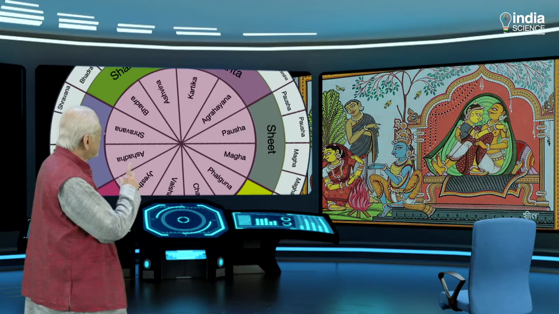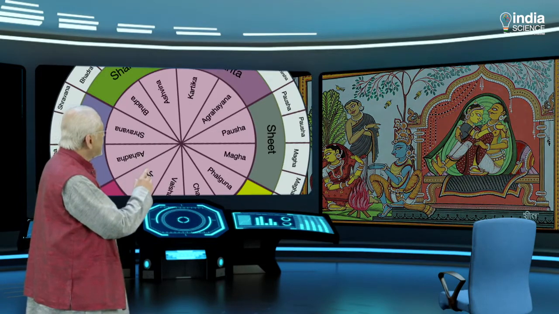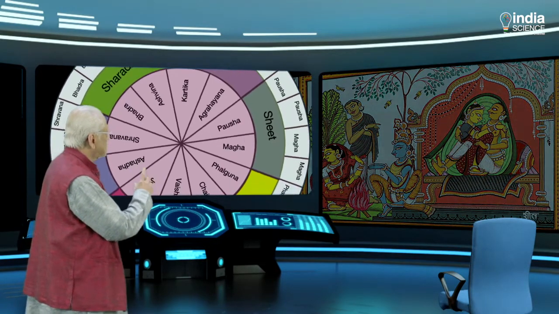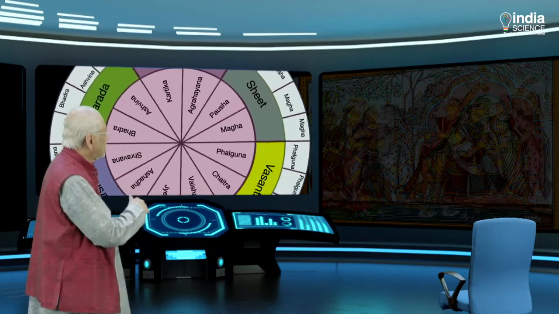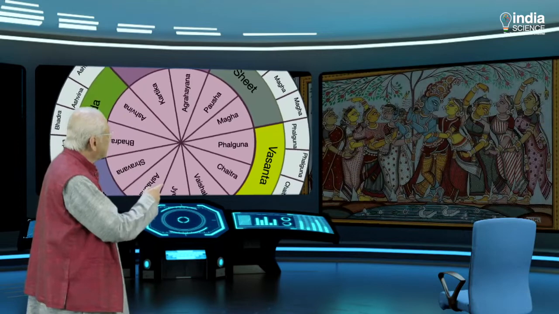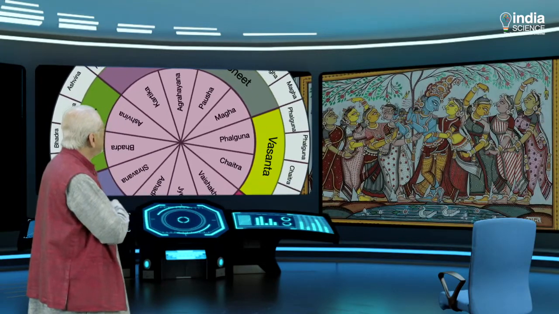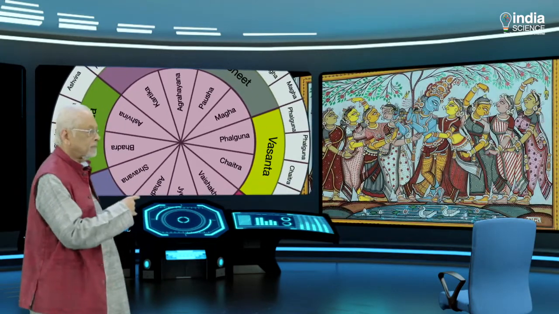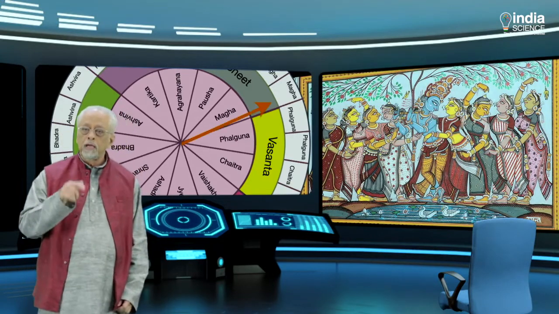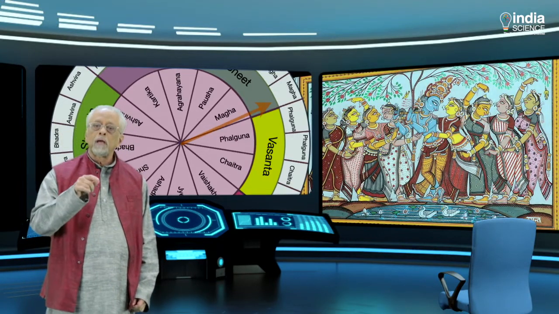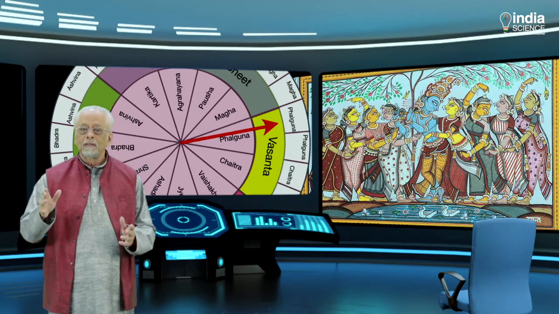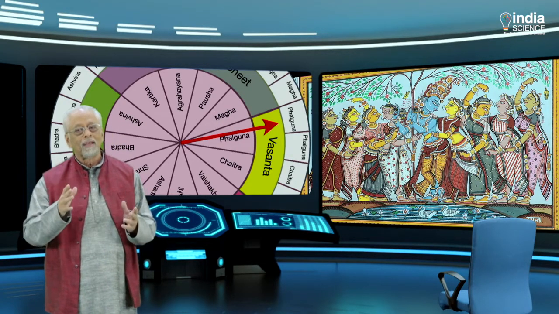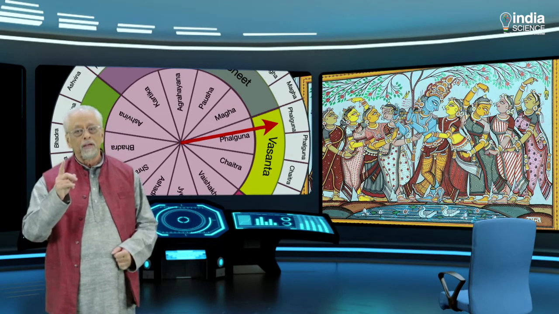The important lesson here is that as a result of this precession, the vernal equinox now occurs 23 days earlier than 1500 years ago. So today, when we celebrate Holi to welcome spring, following traditional calendars, we are actually missing it by 23 days.